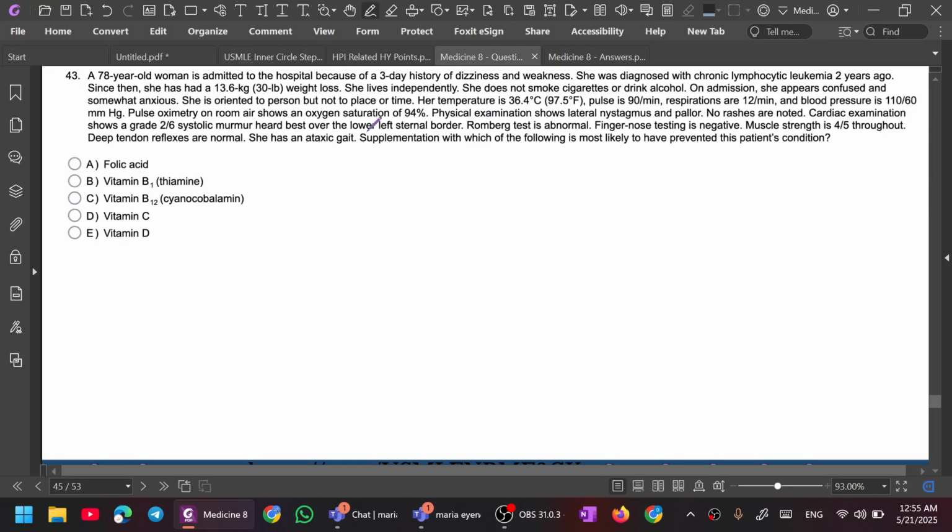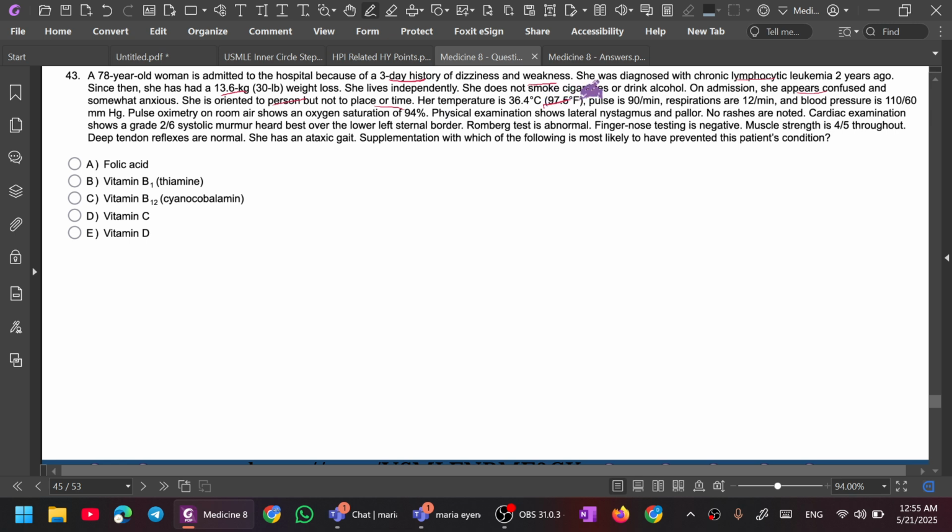A 78-year-old woman is admitted to the hospital with a 3-day history of dizziness and weakness. She was diagnosed with CLL 2 years ago. Since then, she has lost 13.6 kg, and lives independently. She does not smoke cigarettes or drink alcohol. On admission, she appears confused and somewhat anxious. She is oriented to person, but not place or time.